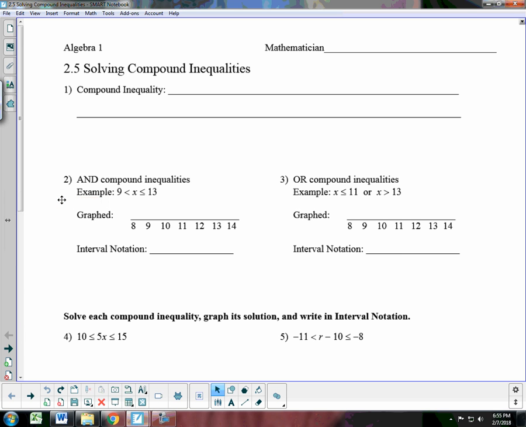So we're learning about solving compound inequalities. First off, let's define what a compound inequality is. It's when we have multiple, specifically two, inequalities combined in one.